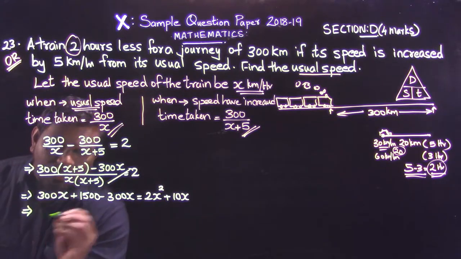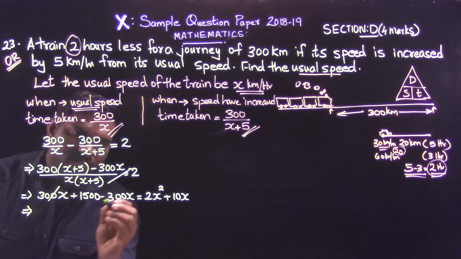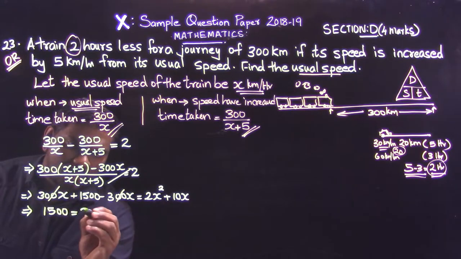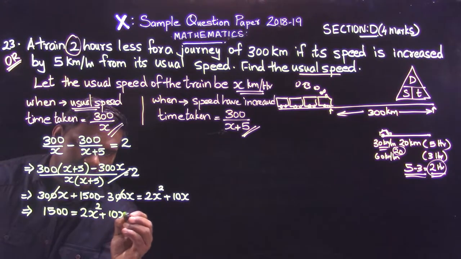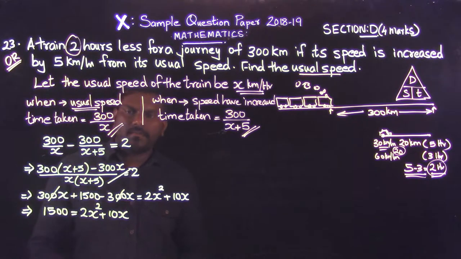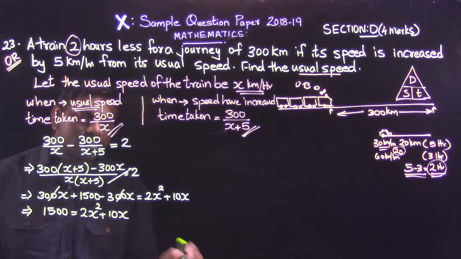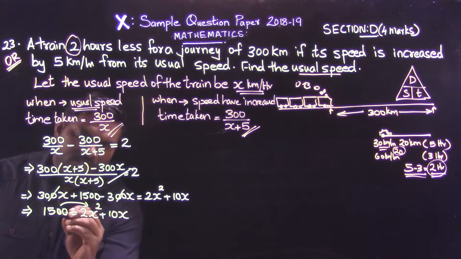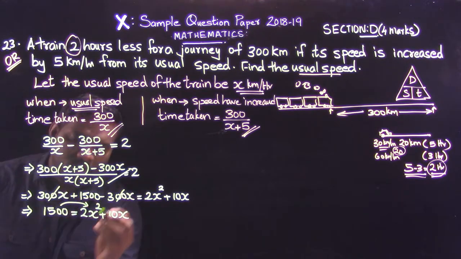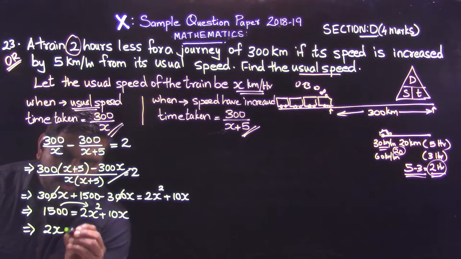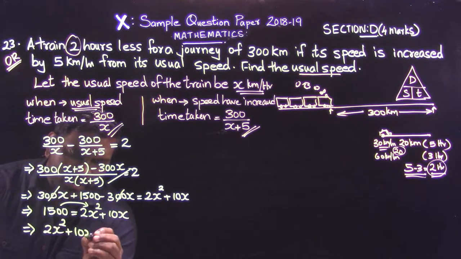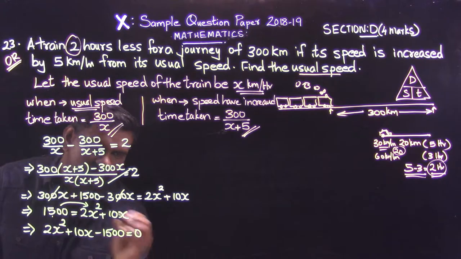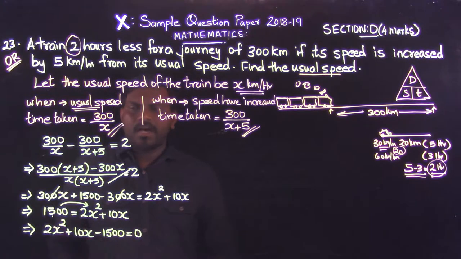Now as you move forward, you can see that 300x and minus 300x will cancel, and thus you will get 1500 is equal to 2x square plus 10x, isn't it? Now taking the 1500 to this side, because taking all these terms to this side will give me all negative, you will get confused. So take this one to the other side, which will give me 2x square plus 10x minus 1500, which is equal to, now this side it will be 0. Clear? So this is how I reached.